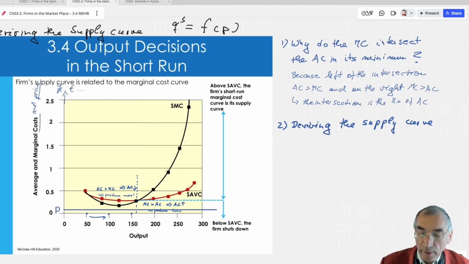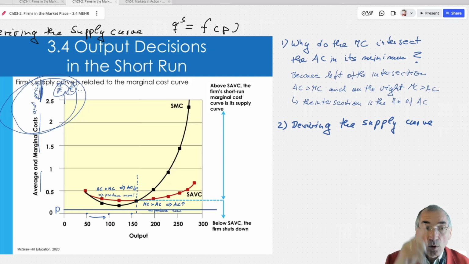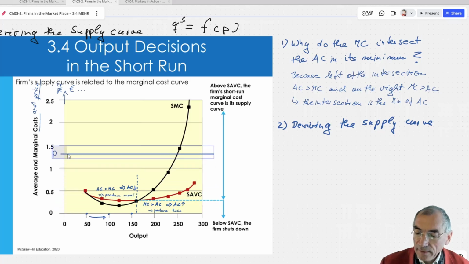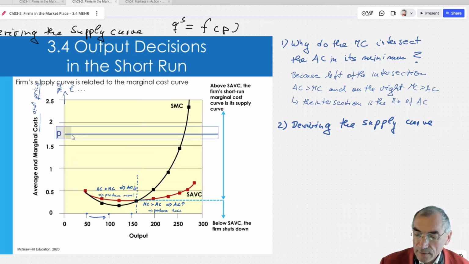So on the one hand, I added here that this vertical axis is an axis about money. It might be pound, it might be euro, it might be dollar, whatever. So we can add that it's also about the price. We can not only put the average cost and the marginal cost, but also the price on this vertical axis. And you further see that I added a horizontal line here depicting different prices.